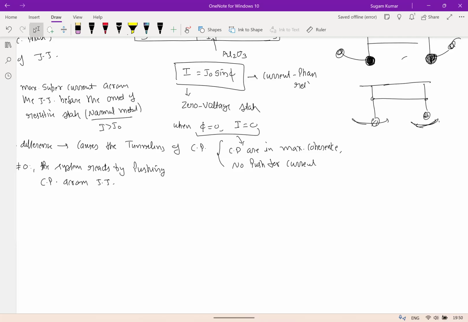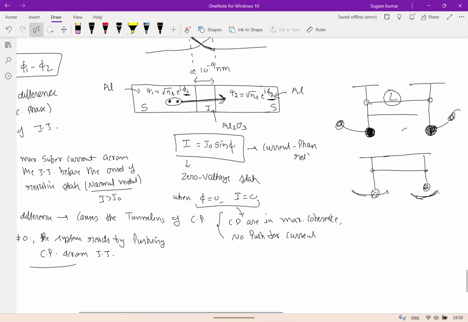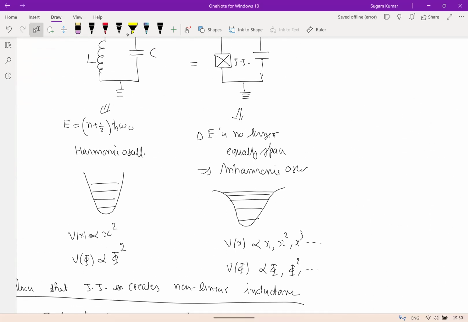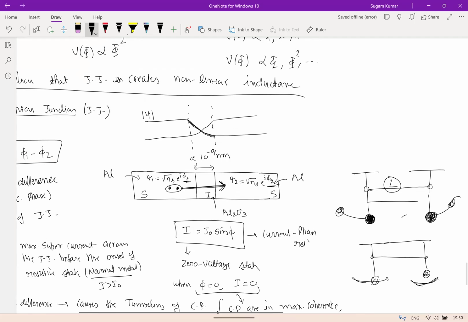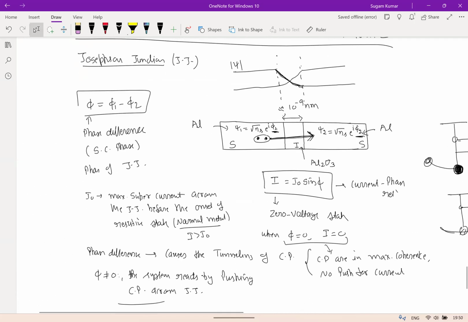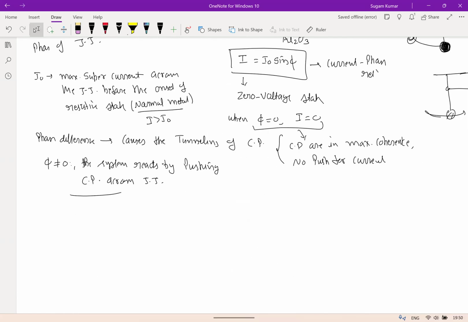Yes, sir. Good. Now we are still discussing the Josephson junction. Our goal is to make the system anharmonic, and for this I am adding the Josephson junction. Here I want to prove that the Josephson junction is going to create a non-linear inductive energy. So for this, let us work a little bit more.